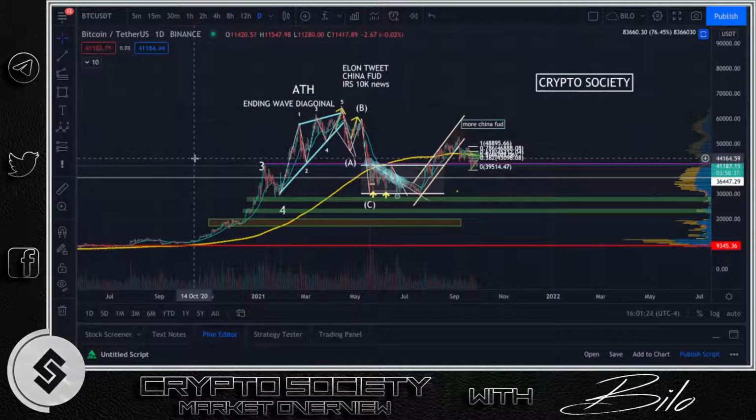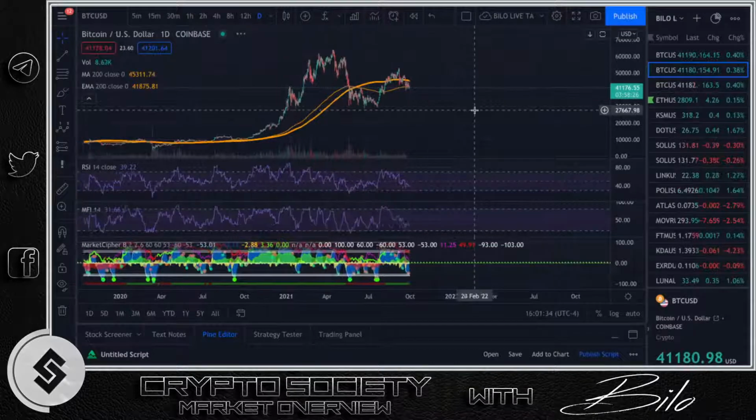I'll do a little something different today. I'll actually draw this for you so you see how we arrived at these Elliott wave counts. I'll just go to a different chart. And this is the different chart.